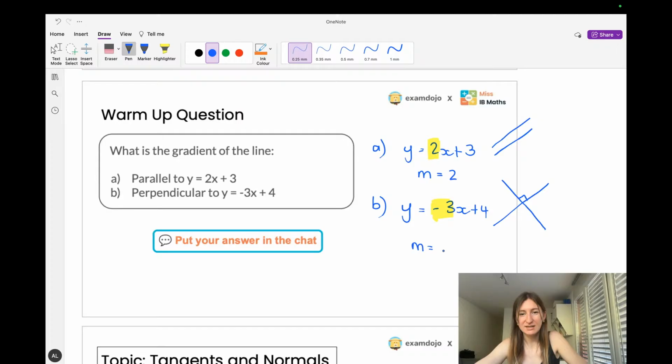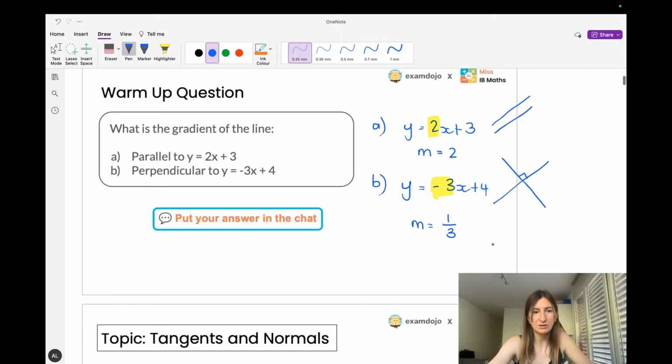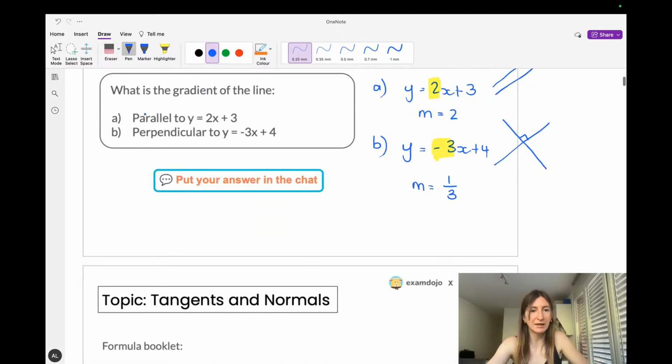So if this is negative, then this one's going to be positive. And if that one is 3 over 1, I flip it around and it becomes 1 over 3. Positive, because that one was negative. So you just make it positive if it's negative or the other way around and then flip it over. So there we go. These are useful for tangents and normals, seeing as they often give you clues.